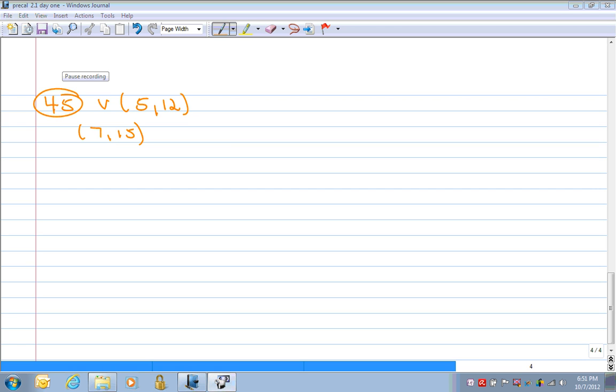Okay, so let's do problem 45. In this case, they give you the vertex and they give you a point. So the vertex, remember, is your h and your k, and your point is your x and your y. And then remember our equation is f of x, or y equals a parentheses x minus h squared plus k. Alright, so just make sure that we have that formula down correctly. Alright, let's start plugging our information in.